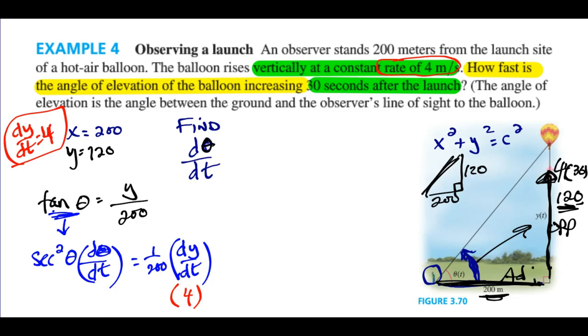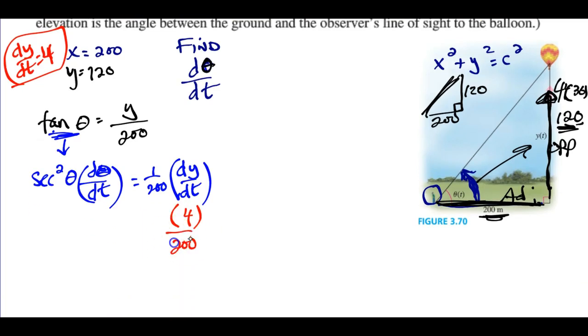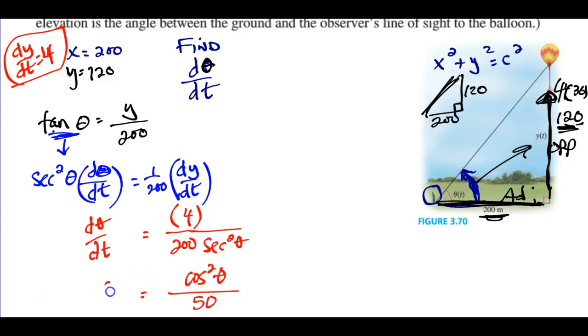So right here is going to go 4 divided by the 200. I'm also going to divide by the secant squared theta, just to get my dθ/dt all by itself. But remember, instead of dividing by secant, that's the same thing as multiplying by cosine. Like I might end up with cosine squared over 50 for dθ/dt. So let's take a moment and explore the cosine squared. Let's just look at cosine first, and then we'll square it.